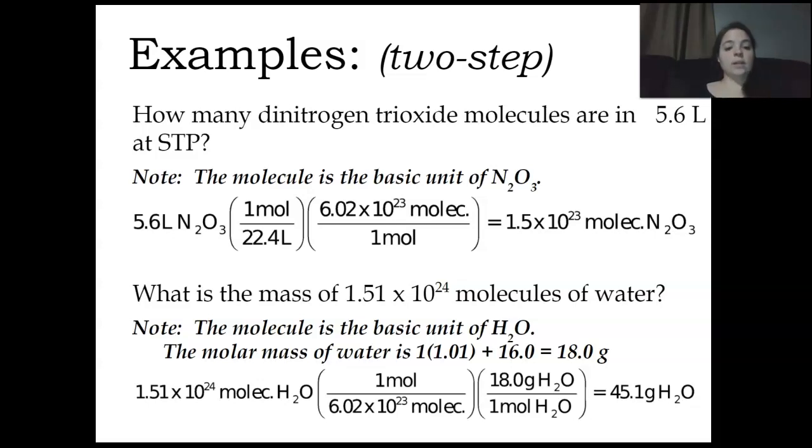dinitrogen trioxide. I got to get rid of the liters. How do I do that? Remember, 22.4 is one of the ones you got to memorize. It's volume. Put the liters on the bottom with the moles up top, because 22.4 liters per mole, or 1 mole is 22.4 liters. So I can cancel those out.